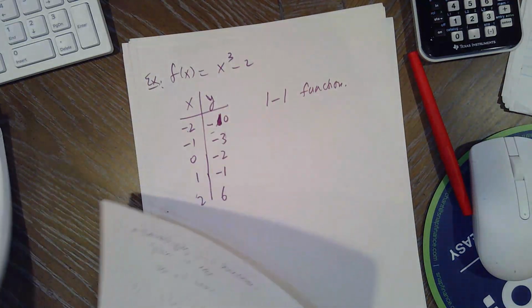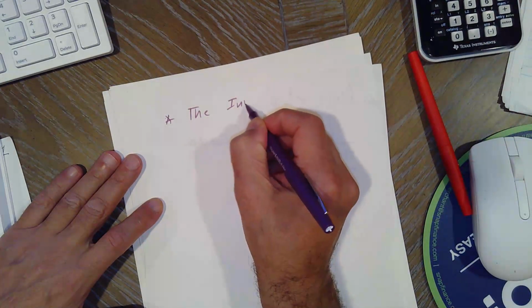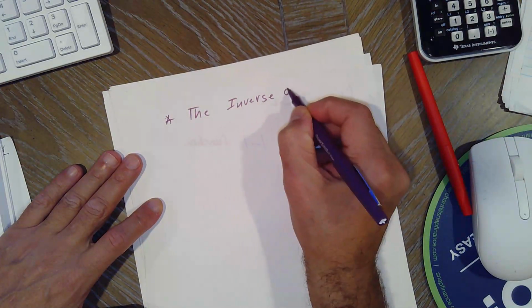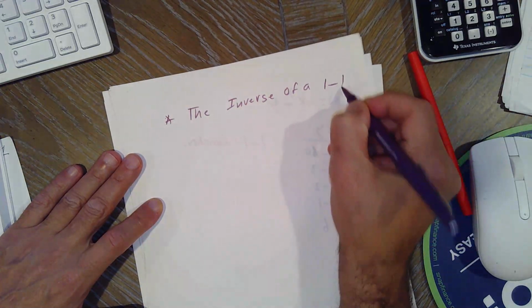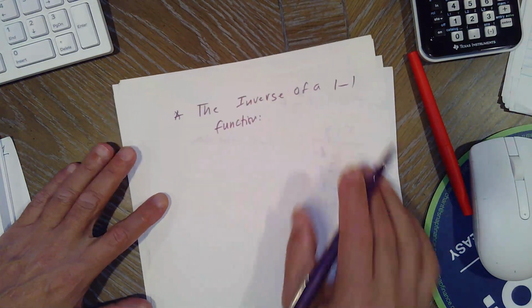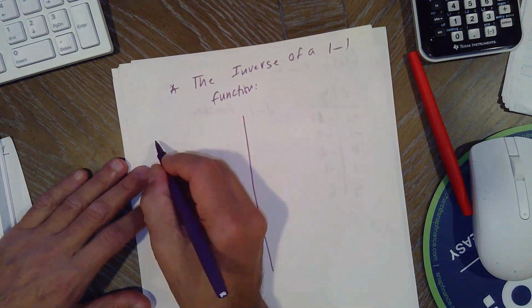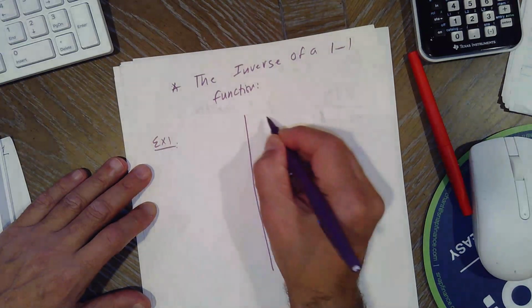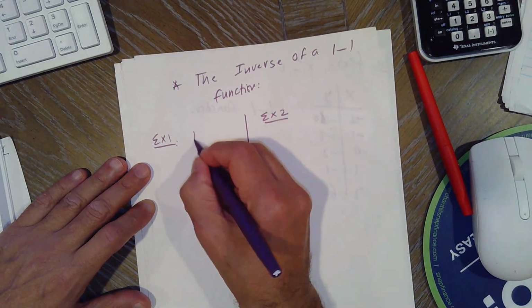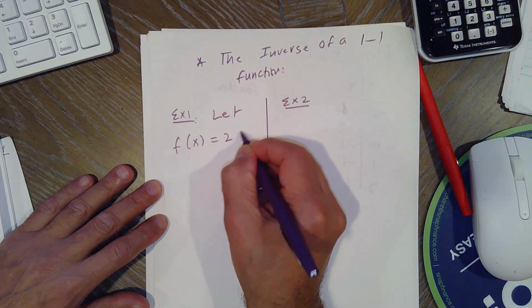Alright, so now we're going to talk about the inverse of a one-to-one function. In order to start the inverse, I'm going to show you an example. Example 1, and next to it, example 2. So in example 1, f of x equals 2x.